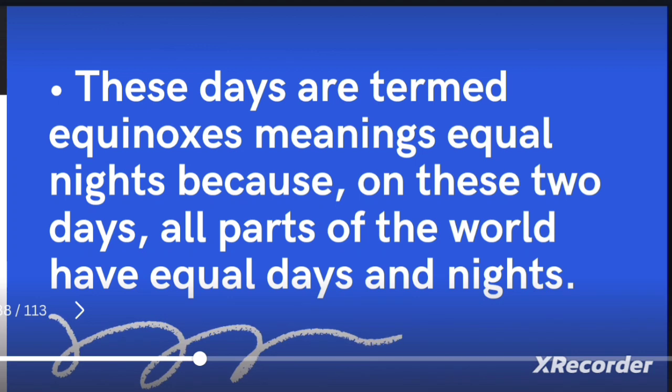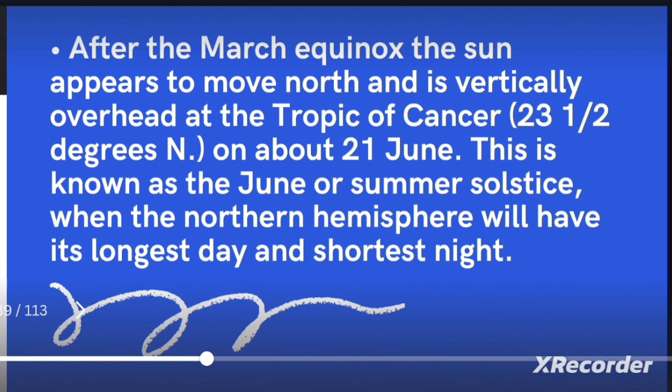These days are termed equinoxes, meaning equal night. Because of these 2 days, all parts of the world have equal days and nights. After the March equinox, the sun appears to move north and is vertically overhead at the Tropic of Cancer, 23½ degrees north, on about 21 June.